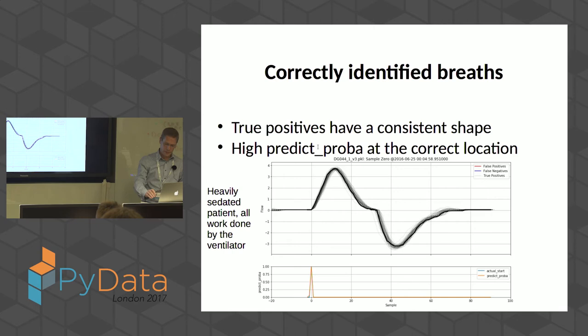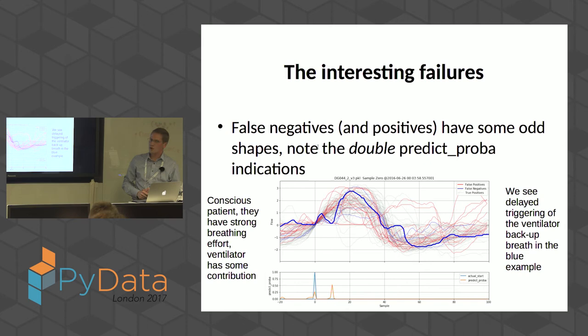When we get on to a more complicated data set, then our classifier struggles a little bit. So this patient is conscious and the ventilator is contributing, but there's a complex interaction between the patient and the ventilator, and these breaths are very inconsistent to the point where they're difficult to manually annotate. So here the true positives are the grey lines again, but we also have false positives in red and false negatives in blue, and we can see that this data looks pretty messy.